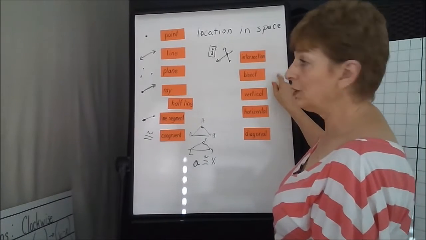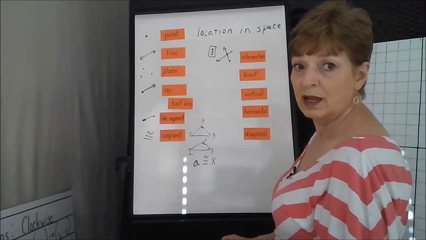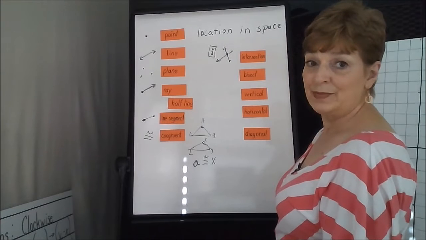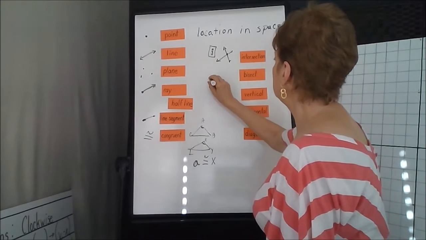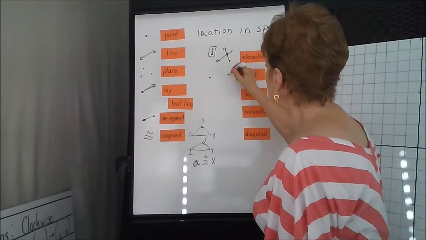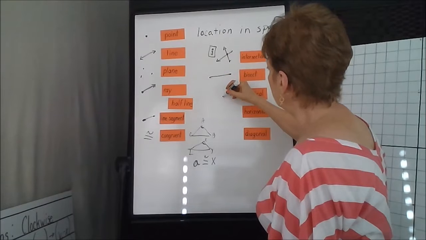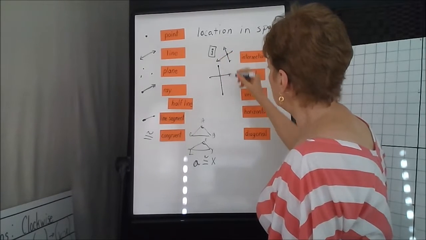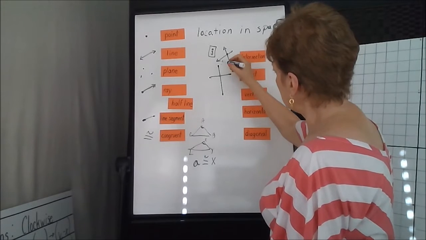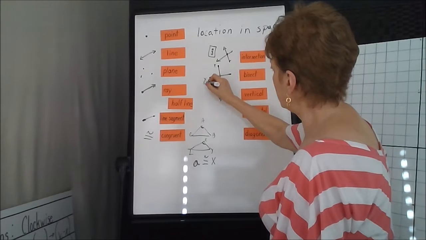Bisect is similar to intersection. It means to cross, but bisect means to cross in a particular way. Let's say we have two line segments. And then we'll have a longer one here. Let's call this one A and B, and we'll call this X and Y.